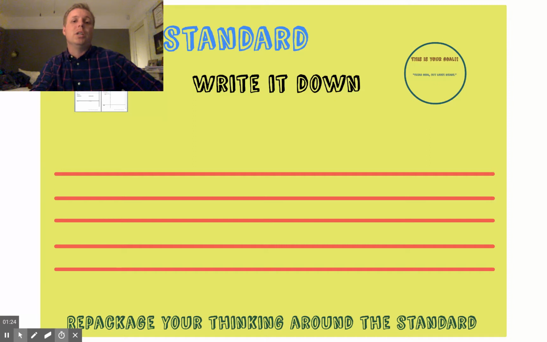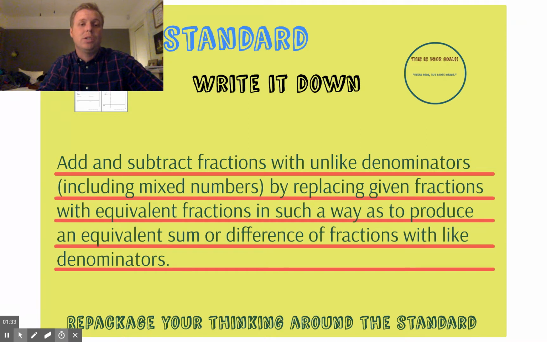So first and foremost, you're going to need to write down the standard. Okay, or drag it and drop it, copy it and paste it. Just go and figure out what the language of the standard is. So here's a standard for us: add and subtract fractions with unlike denominators, including mixed numbers, by replacing a given fraction with equivalent fractions in such a way as to produce an equivalent sum or difference of fractions with like denominators. Right, like a lot. Obviously not kid friendly, that one. And I intentionally picked it because it isn't kid friendly. I don't even know what the heck they're talking about there.